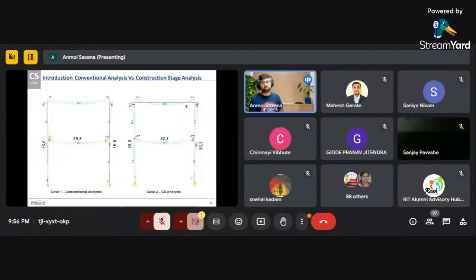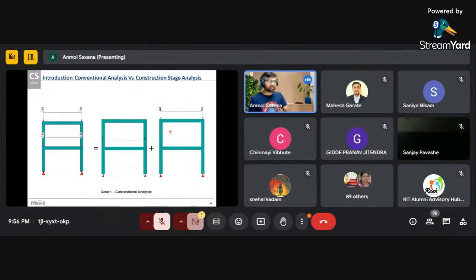In this particular model, I noticed that if you do the conventional analysis, the bending moment demand at the middle of the beam of the first floor is around 29.2 kilonewton meter. But when we do construction stage analysis, it is 32.3. So if you design this particular beam considering only the value 29.2, you may miss this value. So during the construction itself, your building, the beam, is going to fail. That is why it is necessary to account for construction stage analysis.